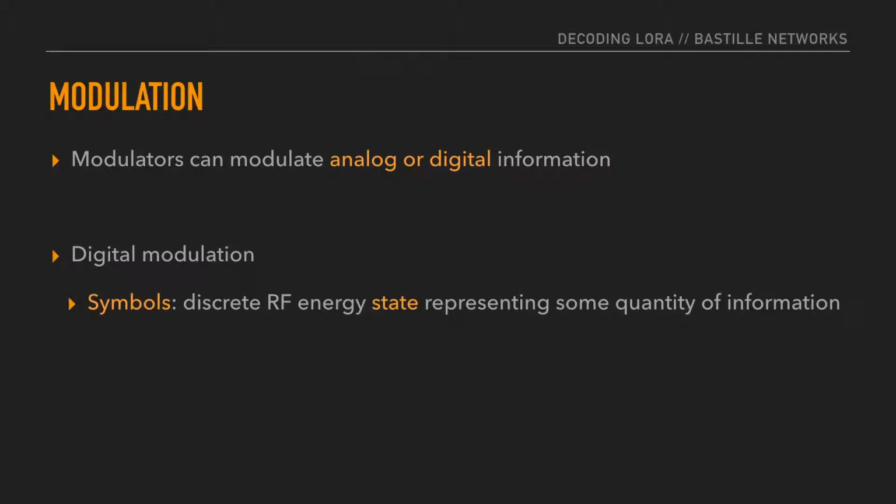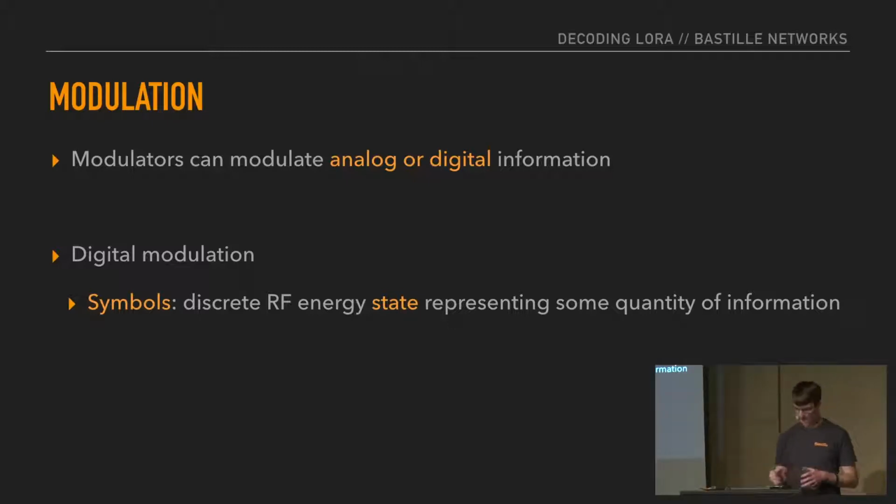And an essential concept with that is this notion of a symbol. This is something that's very important to remember. A symbol represents a discrete RF energy state that represents some quantity of information. So it's discretely sampled, and just think of it as being like a state in your RF medium that means something. And we'll illustrate this in just a moment.